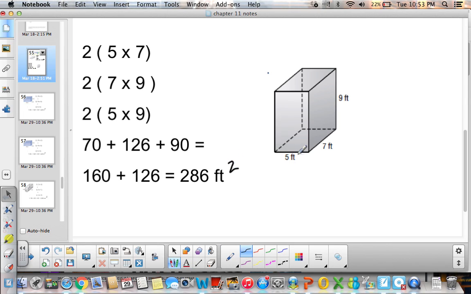So the surface area is basically finding the area of all of the sides, or finding the area of each side and multiplying it by 2.